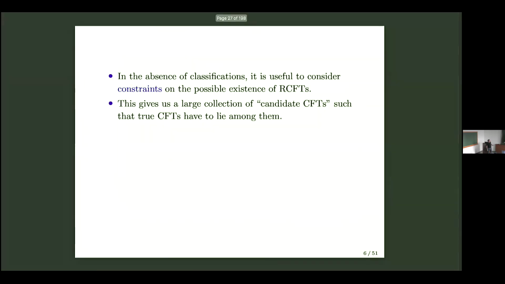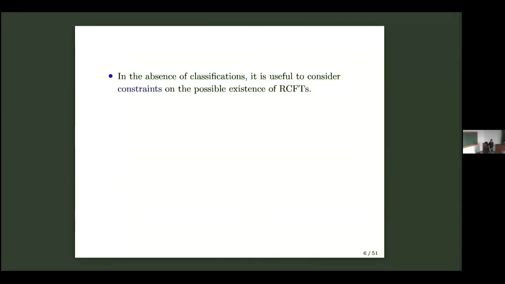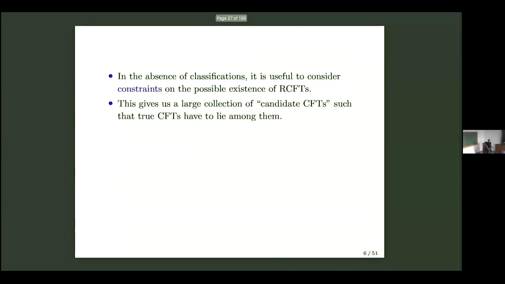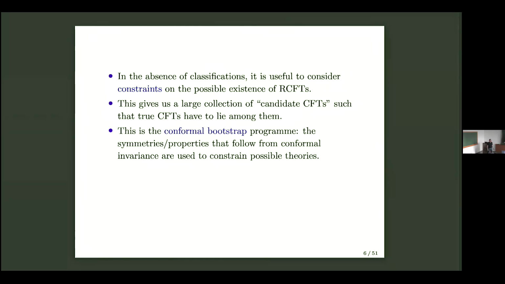Okay, good. Now I'll come to the main point of this talk. Supposing we can't really classify things easily beyond what is already done, then it's useful to consider constraints on the possible existence of theories. So the idea is to use symmetries and other properties of CFT to find candidate CFTs such that at least we know for sure that any true CFTs must be a subset of those. We also know, as it turns out, that this set of candidate CFTs is way too large. We can also prove that many of them cannot be CFTs, but inside them will lie the CFTs. So that's a worthy enterprise, and it's basically the conformal bootstrap program.